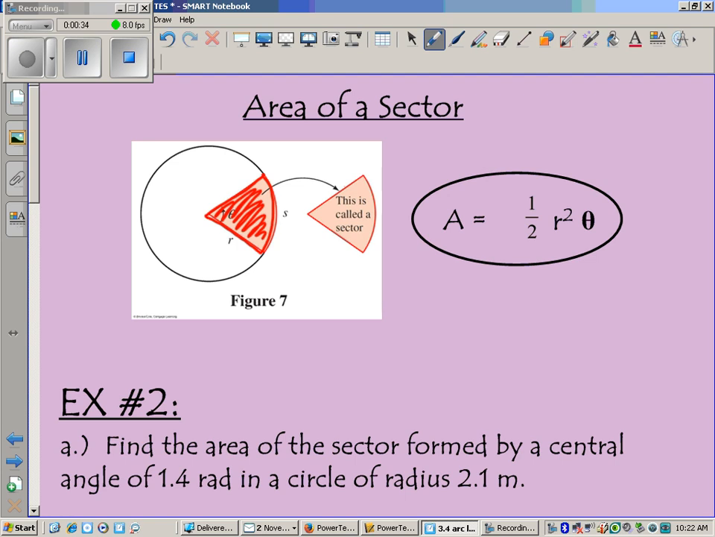To find the area of a sector, you're going to do 1/2 times the radius squared times your angle again, angle in radians. Make sure that this theta is in radian measure.